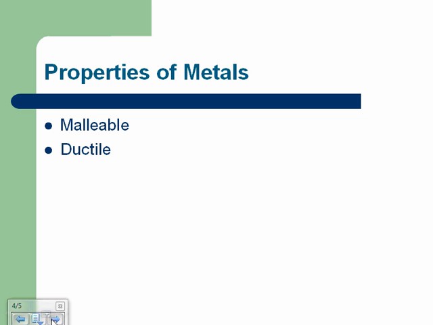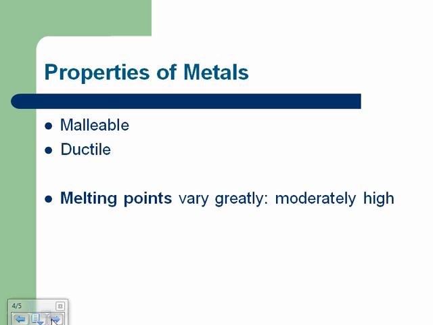Ductility. You can pull it into the form of a wire. You can do that because of these delocalized electrons. They're not rigidly around a particular nucleus, around the positive part of the metal, so they're free to move. So you're able to pull and stretch the metals.